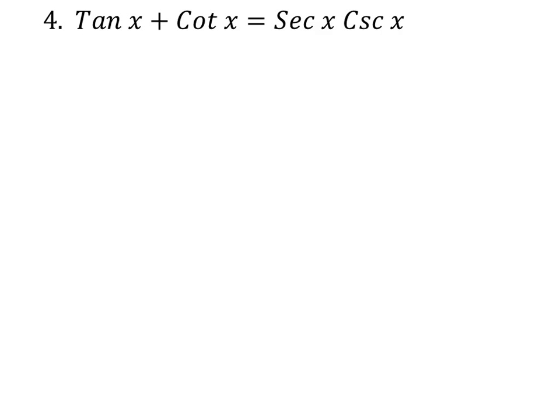And both for 4 and 5, the only thing that's really going to work is to put everything into terms of sine and cosine. There's nothing you can do. You can't factor anything out. There's no Pythagorean identities, and there's no fractions. So let's work with the left side.